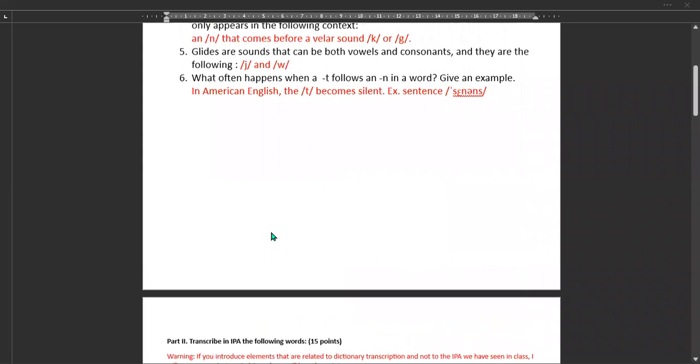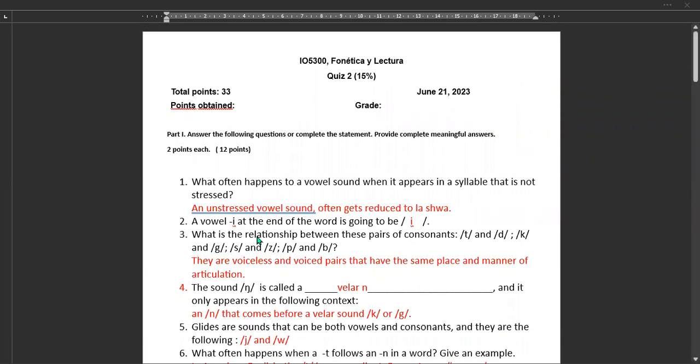Okay, this is the exam. I'm sorry, the quiz. And the first question: what happens when a vowel sound appears in a syllable that is not stressed? An unstressed vowel sound often gets reduced. The name is reduction. You don't have to write that. But what was important was for you to say that it becomes a schwa. That is the main point. It becomes a schwa many times.